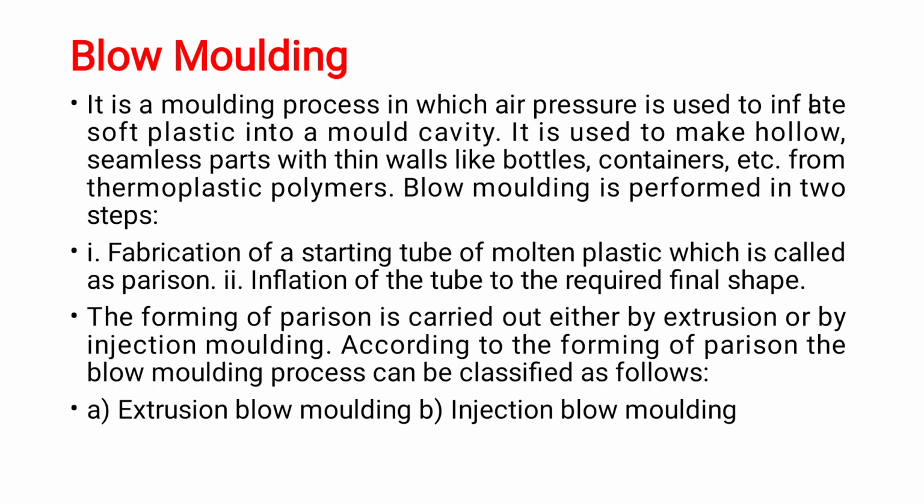Next processing is blow molding. It is a molding process in which air pressure is used to inflate soft plastic into the mold cavity, and it is used to make hollow seamless parts with a thin wall like bottles, containers, etc. It involves fabrication of a starting tube of molten plastic, which is called a parison, and inflating the tube into the required final shape. The forming of the parison is carried out either by extrusion or by injection molding. So there are extrusion blow molding and injection blow molding.